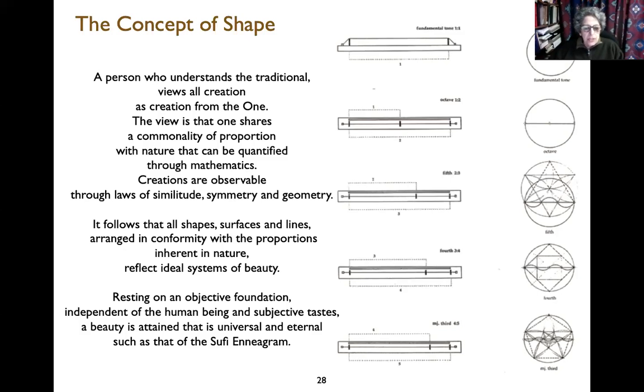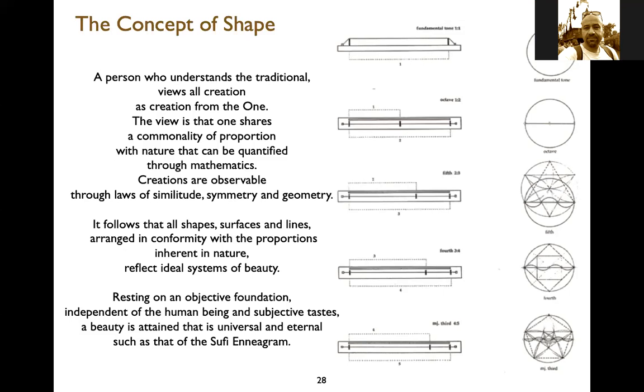So a person who understands the traditional views all creation as creation from the One, from Tawheed, from the Wahed. And this view shares a commonality of proportion with nature that can be quantified through mathematics. I'm sure you've seen, for instance, the golden mean and the golden rectangle and so forth, that early Greek mathematicians understood nature from. So much of nature is based on proportion and on mathematics. And that gives us a clue that this is also part of God speaking to us and helping us to understand the universe that we live in.